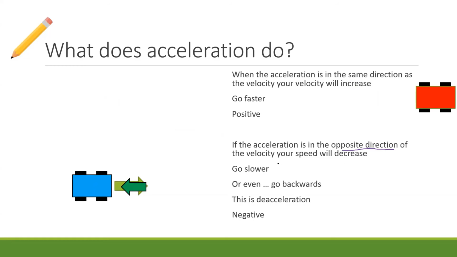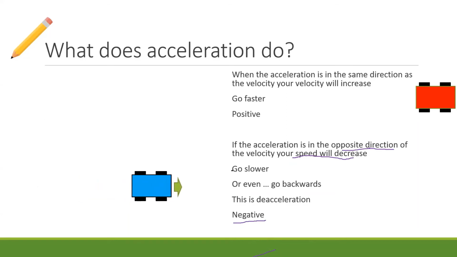Now, when your acceleration is in the opposite direction, it will decrease your speed. Your velocity will get smaller because what it does is it's negative. It subtracts from your speed or slows it down. This can be known as deceleration, but it can just be known as acceleration, but it's negative. So it's negative acceleration, and it subtracts from them. So watch, this acceleration will lower the velocity. In this case, it goes slower.